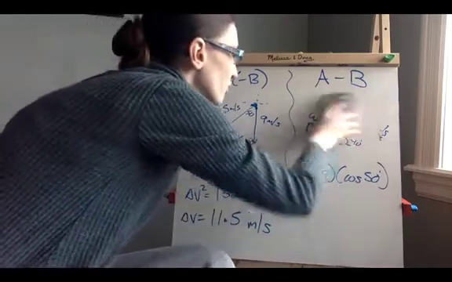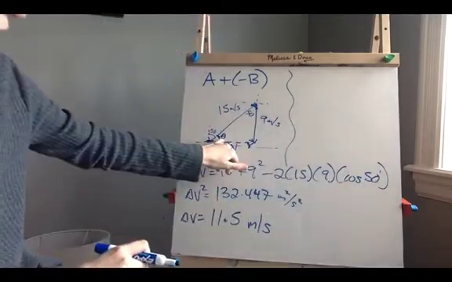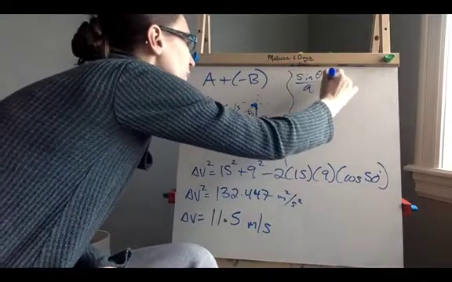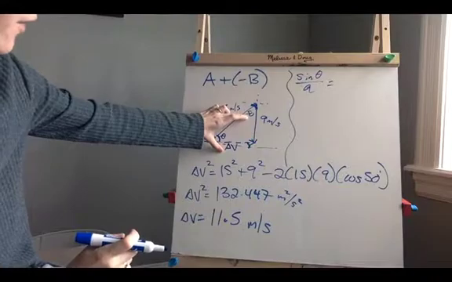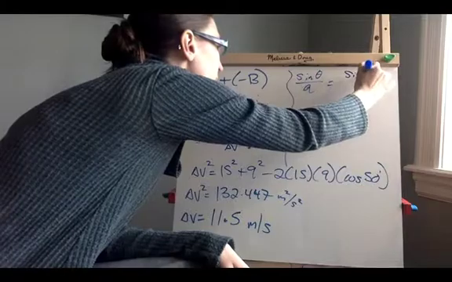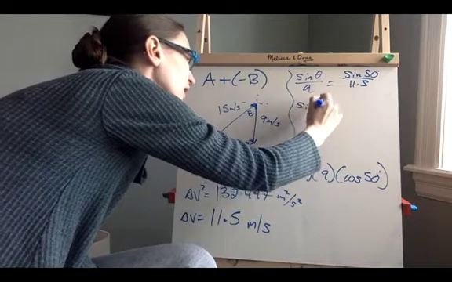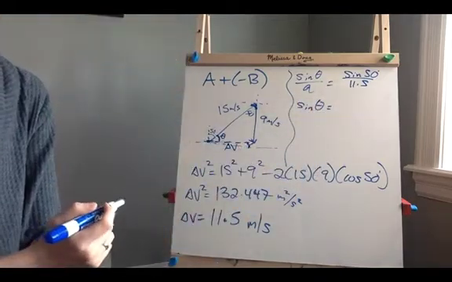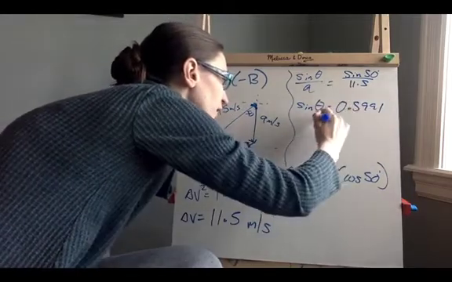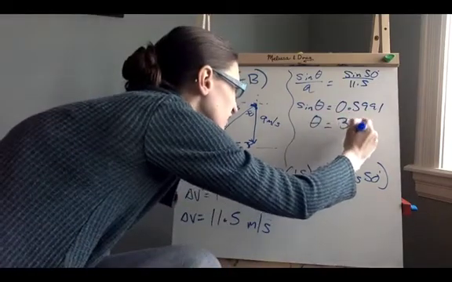So I would do that now using law of sines, because I have enough to work with. Okay, so now I'm looking for that. So sine theta over 9 is equal to, this is my pair that I now have, sine 50 over my 11.5. Okay, multiply both sides by 9, and you get sine theta is equal to 0.5991. All right, sine inverse that, and you get that theta is equal to 36.8 degrees.